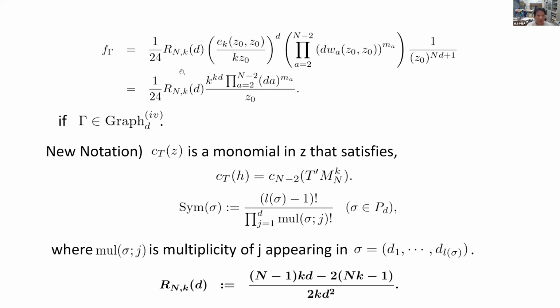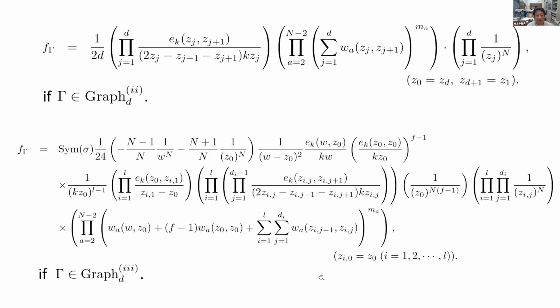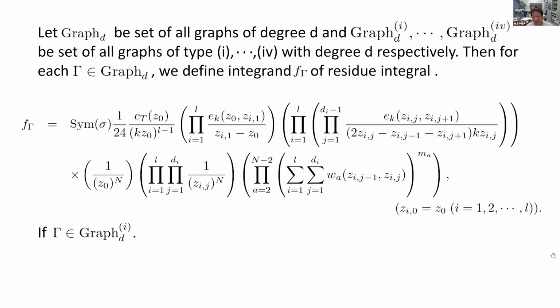And lastly, we also introduced the factor RNKD. This factor is very mysterious, and we don't know how to obtain this mysterious factor, but it is determined from numerical experiments. It is very mysterious, but it is very powerful in our computation. So then we take the residues of these integrands. These integrands have residues coming from this factor and this factor.